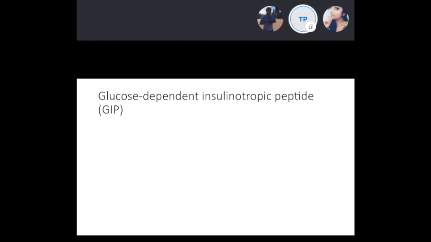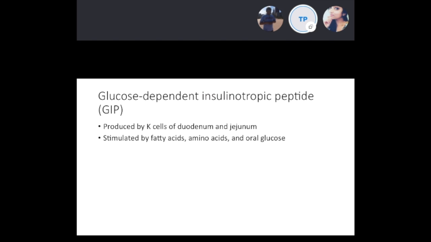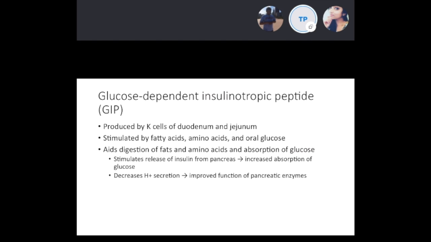Glucose-dependent insulinotropic peptide, or GIP, is produced by the K cells of the duodenum and jejunum. It's stimulated by fat cells, amino acids, and oral glucose. And it aids in the digestion of fats and amino acids and the absorption of glucose. So that's pretty important.